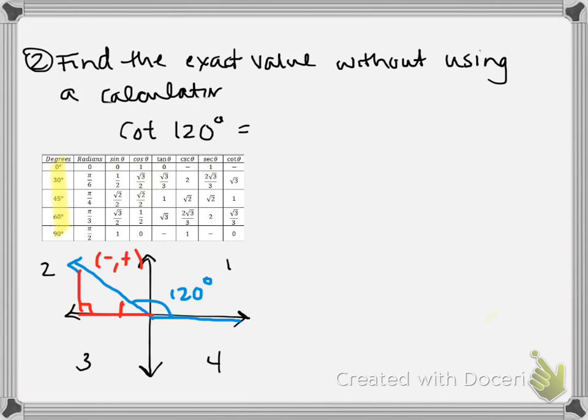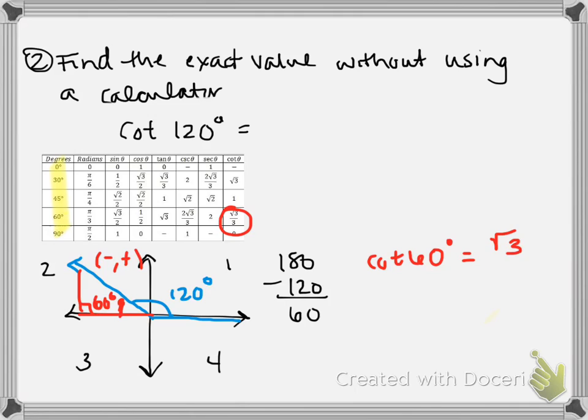So if I could use this angle here in red, that could really help me, because that angle in red might be one I have on my trig table. So how can I find that angle? Well, it looks like I can do 180 minus 120, which gives me 60. That tells me this angle in red right here is 60 degrees. And I want to find cotangent, so let's see if, ooh, that is on my trig table. So I know that cotangent 60 degrees is going to be root 3 over 3.